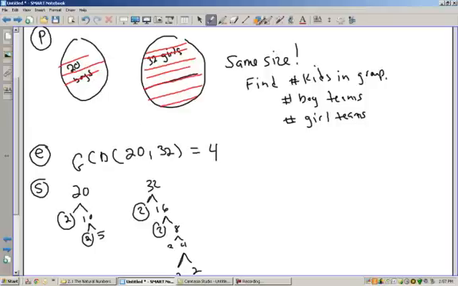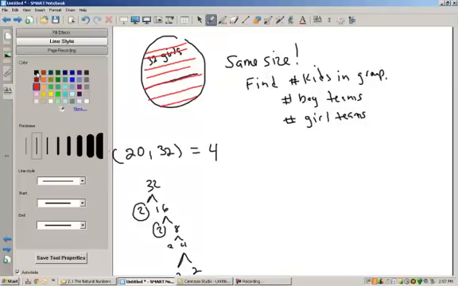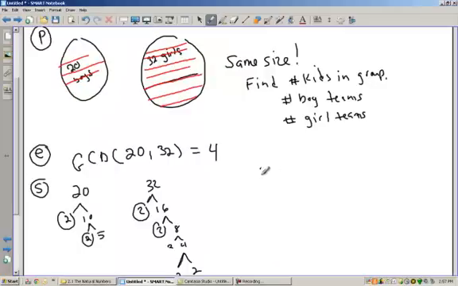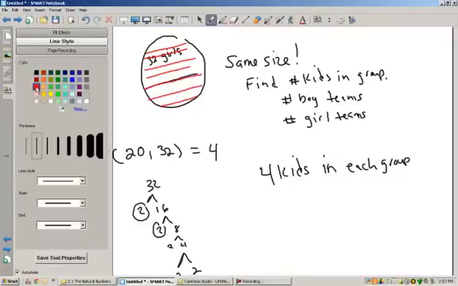So find the number of kids in each group. Got it. All right, so how many kids are in each group? I have 4 kids in each group. That's what that GCD gave me. For boy groups, you can see I'm going to have 4, 4, 4, 4. Oops, I messed up there, didn't I? I need one more. So let me get one more.